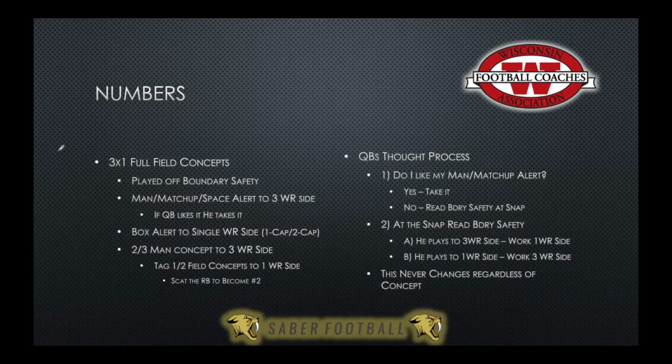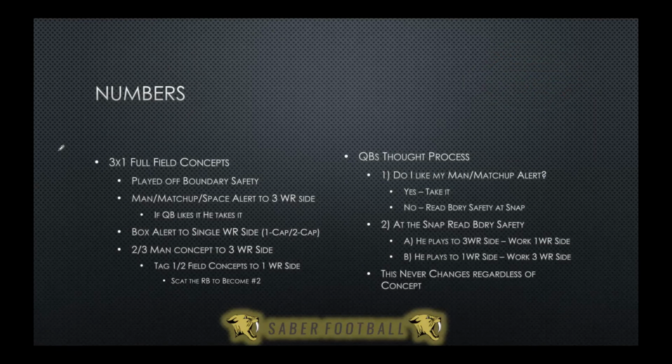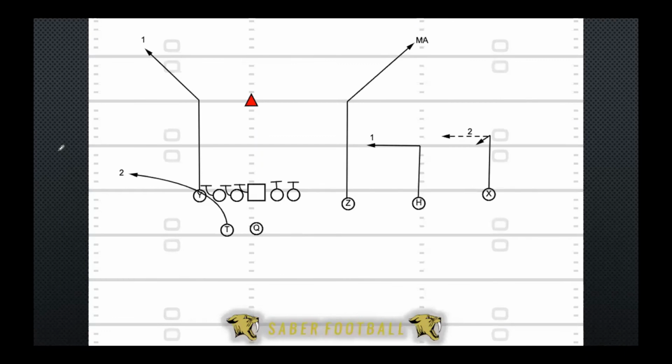If I don't like that alert, then at the snap of the ball, I'm going to read the boundary safety. If he plays to the 3 receiver side, that would leave us with 1 cap to the boundary, so we're going to work that single receiver side. If he plays to the single receiver side, which gives us 2 caps, now we're going to work back to the trip side. And this does not change no matter what concepts we have tagged on each side of the field.